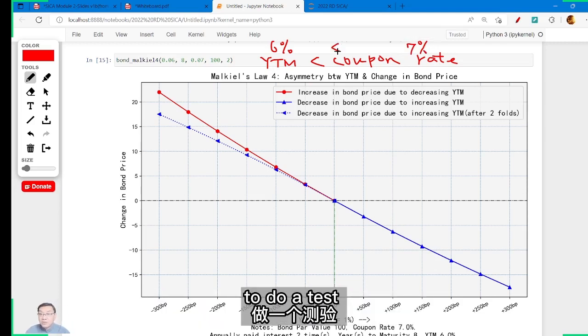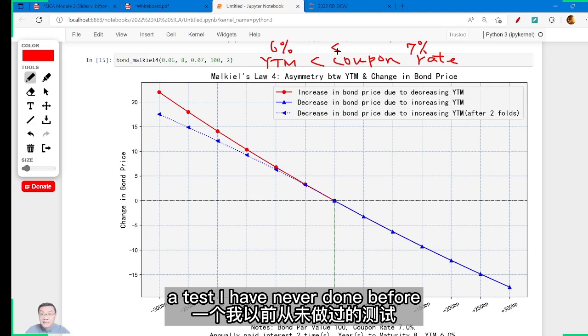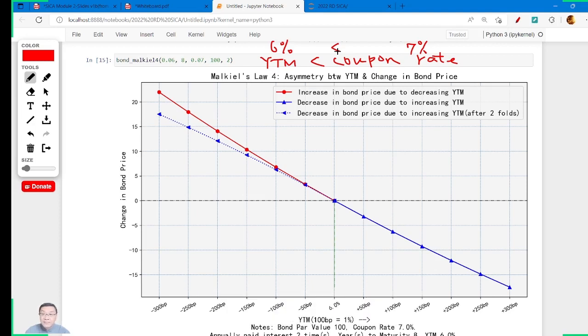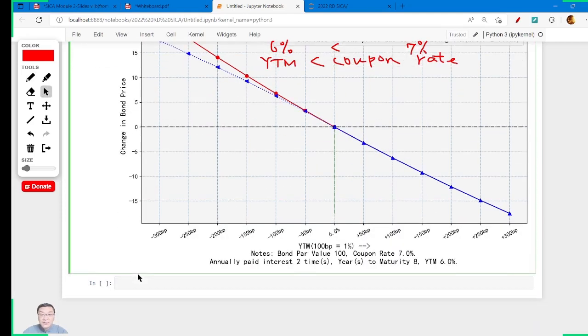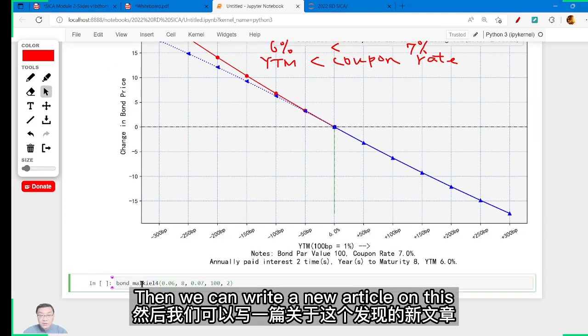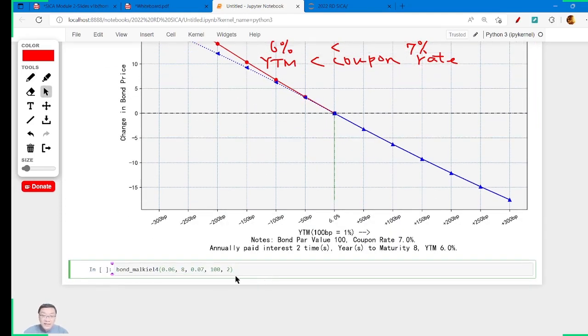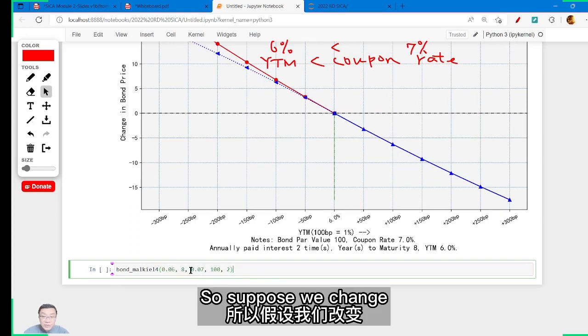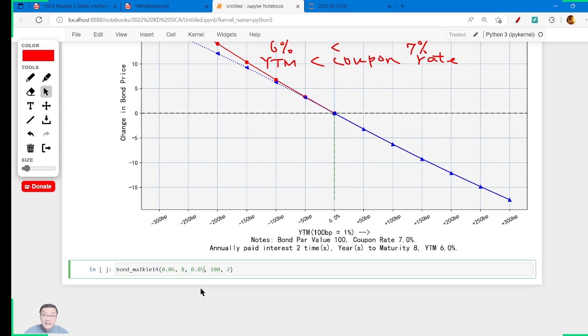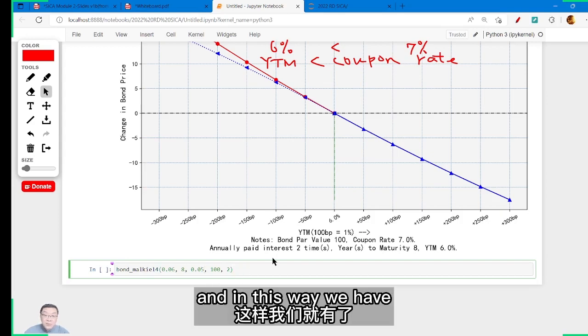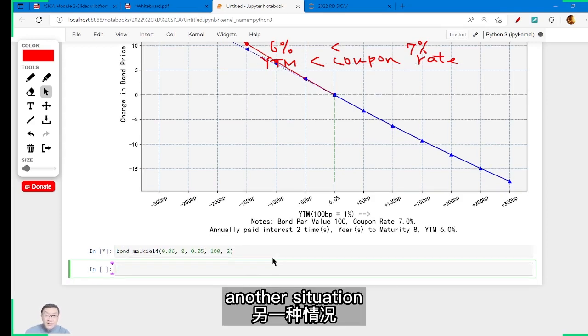Next, we'll try to do a test I have never done before. So I don't know the result. Let's try it. Probably we can find something new. Then we can write a new article on this. Okay, so suppose we change the coupon rate to 5%. And in this way, we have another situation.